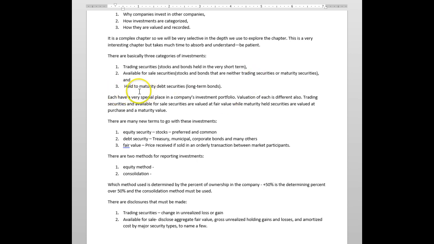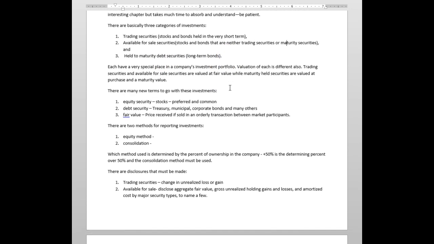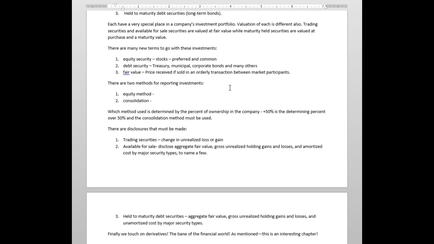And the final one is held to maturity debt securities. Long-term bonds is usually what this is. And I know you all love bonds by now. Each has a very special place in the company's investment portfolio. They're layered so that you've got all of your bases covered. You've got a long-term one. You've got a short-term one so that you can turn around very quickly if you need cash. And then you have that available for sale, which is, like I said, a speculation account.